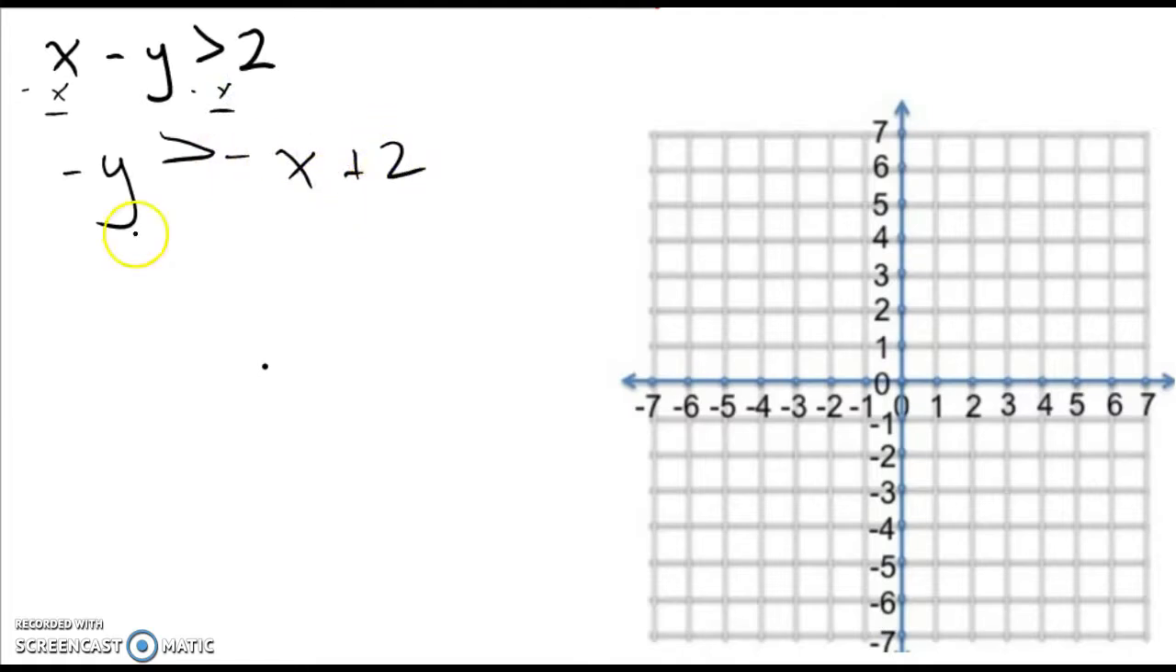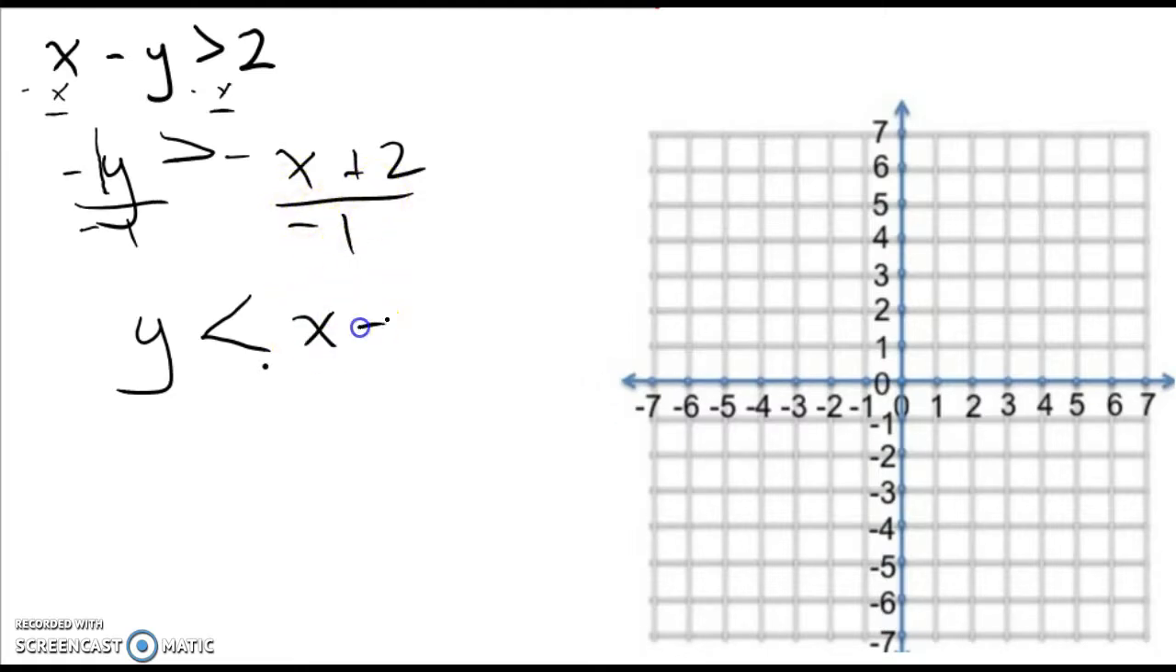So now what I'm going to do is divide my -1 on both sides. So divide -1, and my sign's going to flip because I'm dividing by a negative. So now we have the sign going this way. y is less than, the 1's going to both these terms, so it's positive x minus 2. And now I'm going to use a dashed line because it's just less than, so -2. And our slope is 1 over 1. So we're going to go up 1 and over 1, positive 1 over 1.